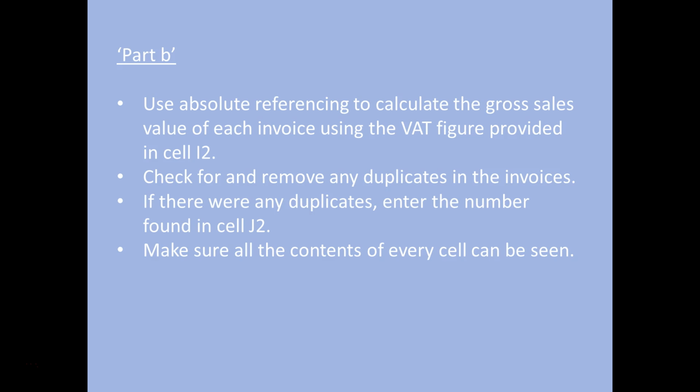So let's just check that we've done everything that Part B requires. We've used absolute cell referencing to calculate the gross sales value of each invoice, using the VAT figure provided in cell I2 there. We've done that. We've checked for and removed any duplicates in the invoices using two methods, just as a double check. You'd only need to use one of them in the exam, but it's a double check that they both find the same value. And we've entered the number of duplicates that we found in cell J2. We found 2 duplicates, and we've made sure that all the contents of every cell can be seen.